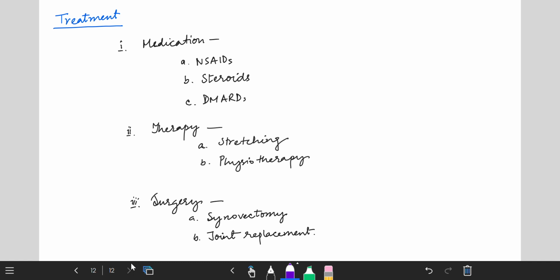Third one is surgery like synovectomy or joint replacement. Synovectomy is the surgery to remove the synovial tissue lining.